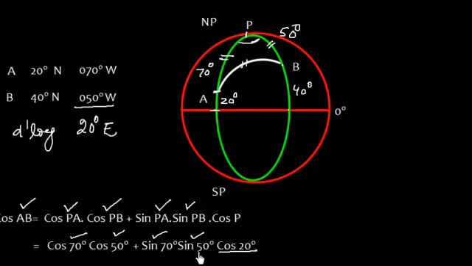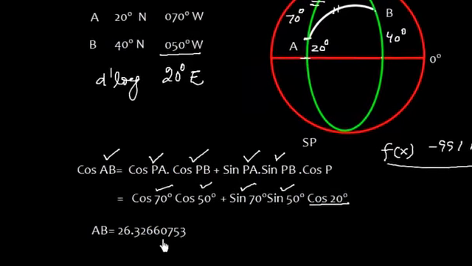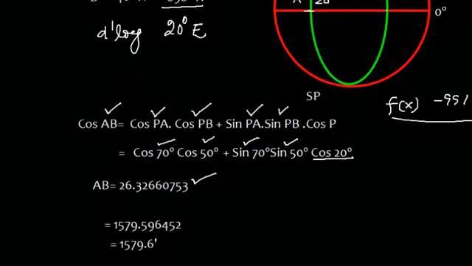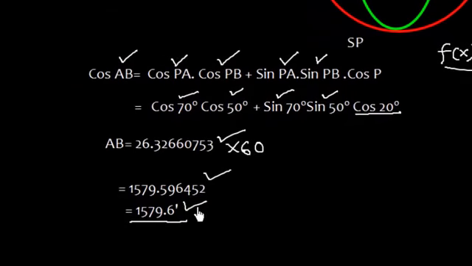Now after punching the values, and here I am using this Casio FX 991 MS calculator, I get AB is equal to 26.32660753, and it is quite useful if we use all the digits. So I just multiply by 60, and after multiplying by 60, I get this value, and I can round off, which is 1579.6. That is the great circle distance.